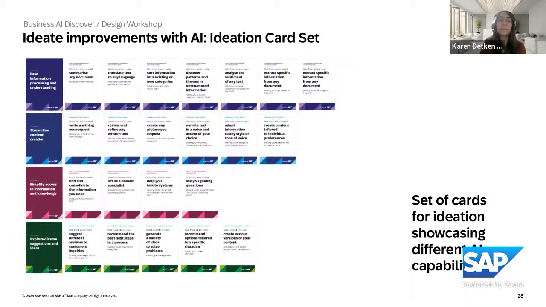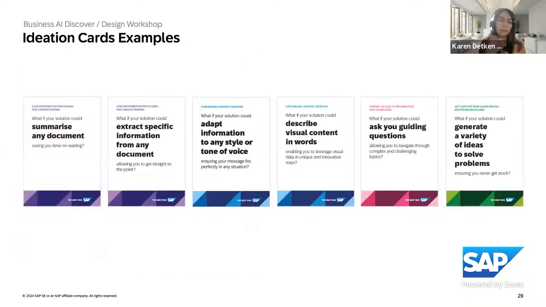That would be the next step. So for the next step, we basically have broken down those opportunity cards into single capabilities. So each capability that is related to these opportunity cards has its own card. And they are at this level. So they are ideation cards.